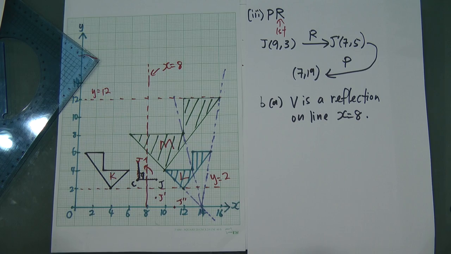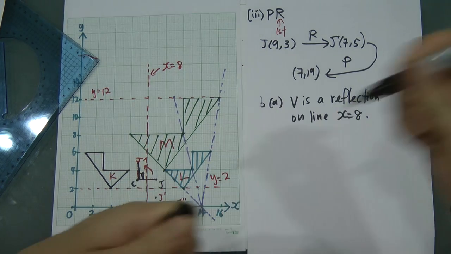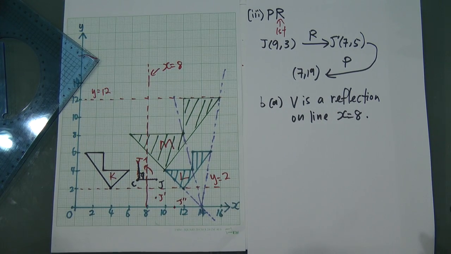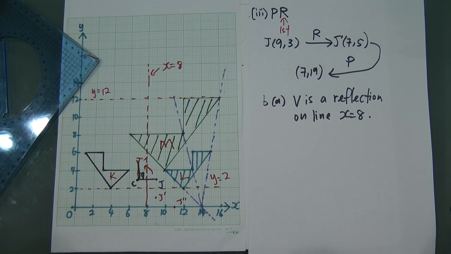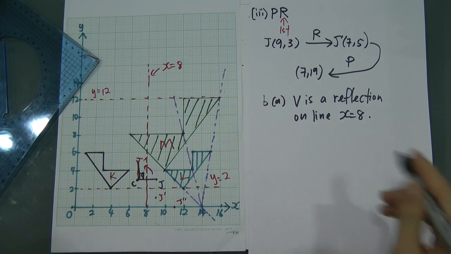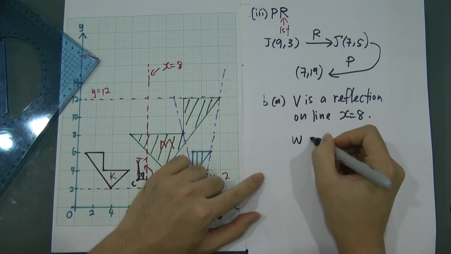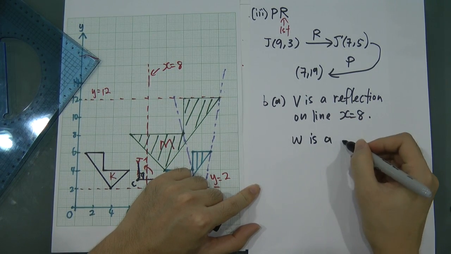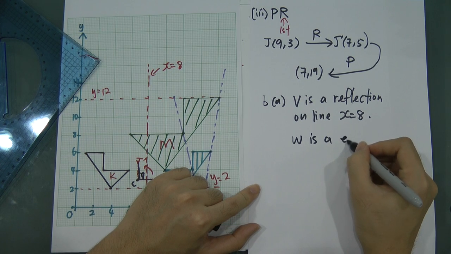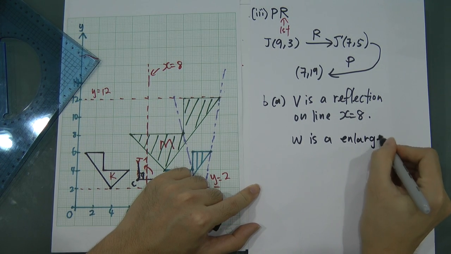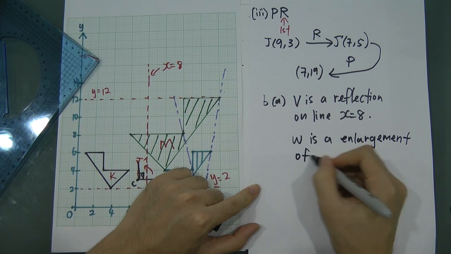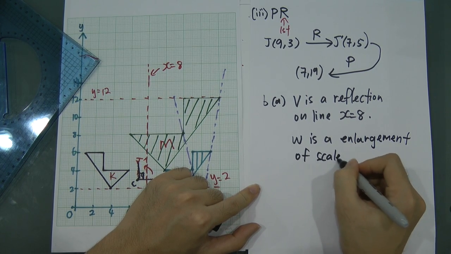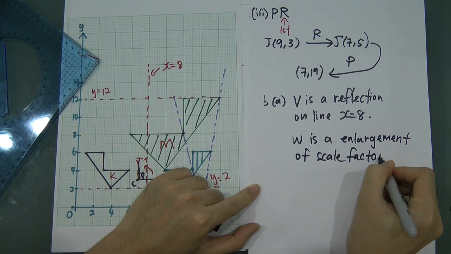After I got this one, because he said VW, what I know at least is W is something related to enlargement. So I'm going to write W is an enlargement, and for the enlargement we have to know what is the scale factor.